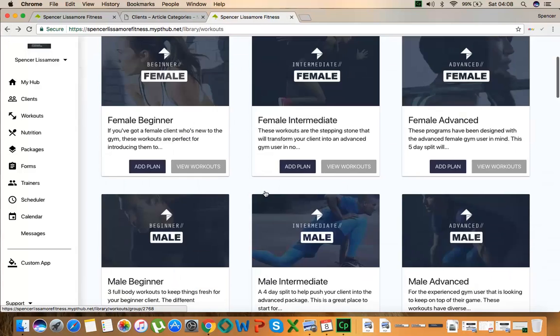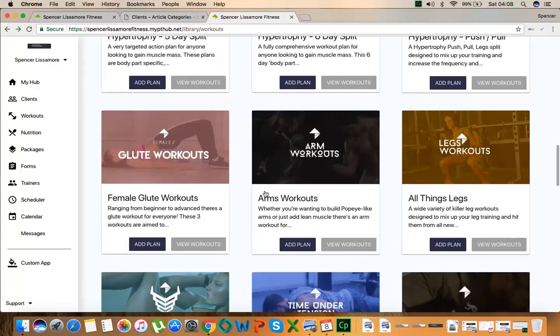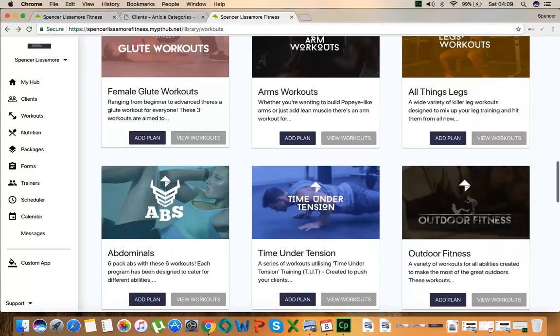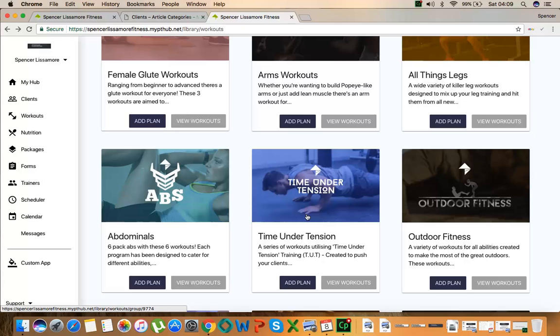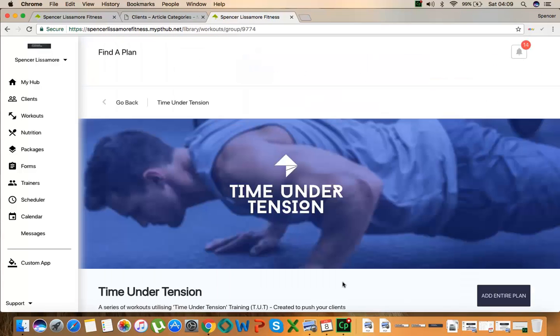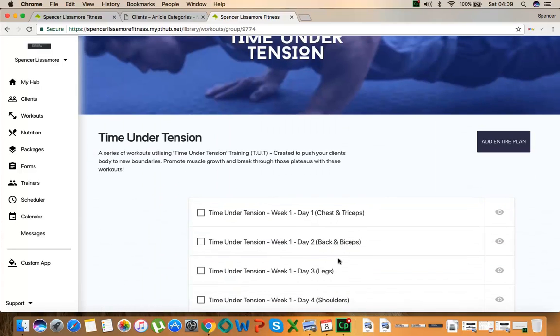Lovely. So going into more depth, we've recently gone into female glutes workouts, which is very popular amongst the ladies, and an arms workout very popular amongst the gents. And I've recently been talking a lot in my classes at Pure Gym Hensford about TUT training, time under tension, focusing more on the eccentric phase of exercises, and it just gives you a brief explanation there, just created to push your client's body to new boundaries.